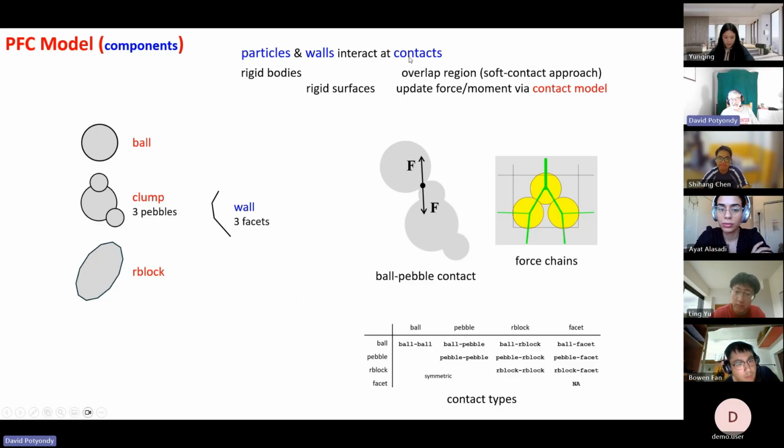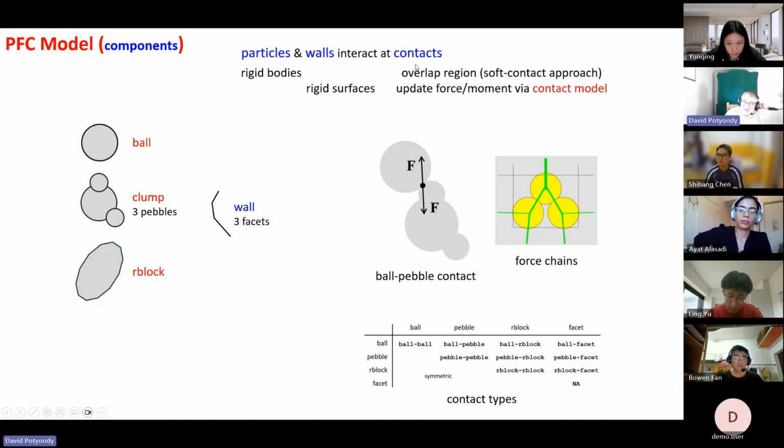These guys, particles and walls, interact at contacts, right? The particles are rigid. They don't change shape. The walls are also rigid. They don't change shape. You tell it the wall is made of 3 facets and you give it a velocity, and it doesn't change shape. We use a soft contact approach. They overlap and we have to update the force and moment at every contact, and that's from a contact model.